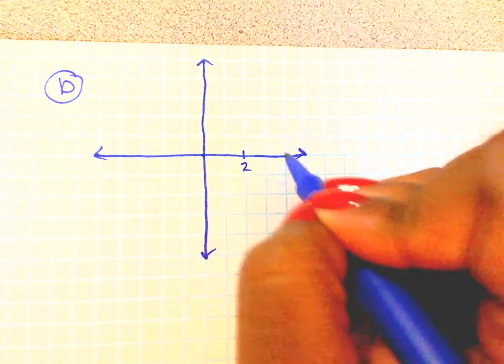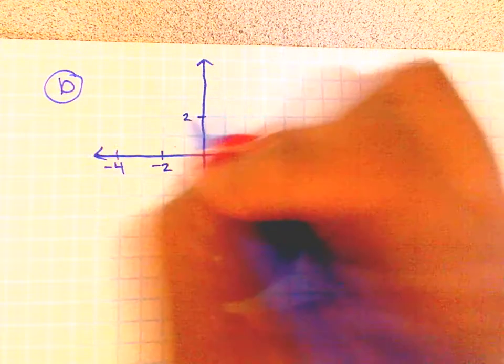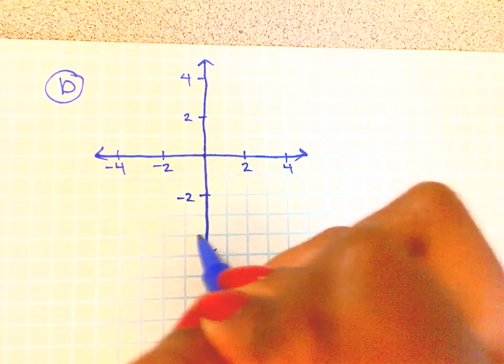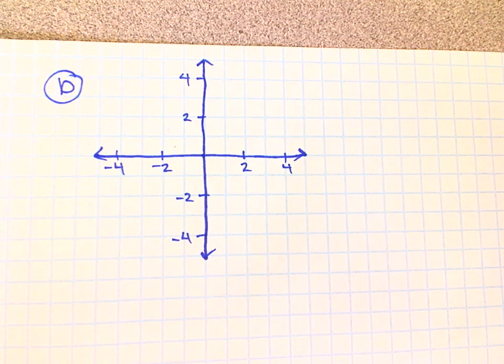So this is 2 and that's 4. Negative 2, negative 4. Positive 2, positive 4. Negative 2, negative 4. I'm labeling by 2s just so I don't have to label every single number.